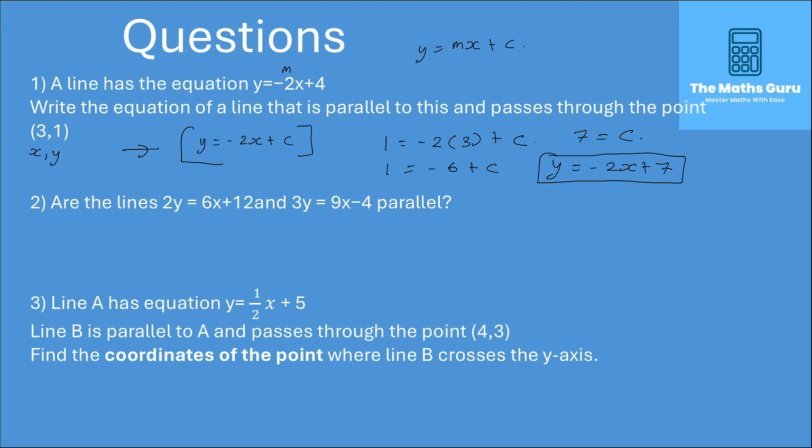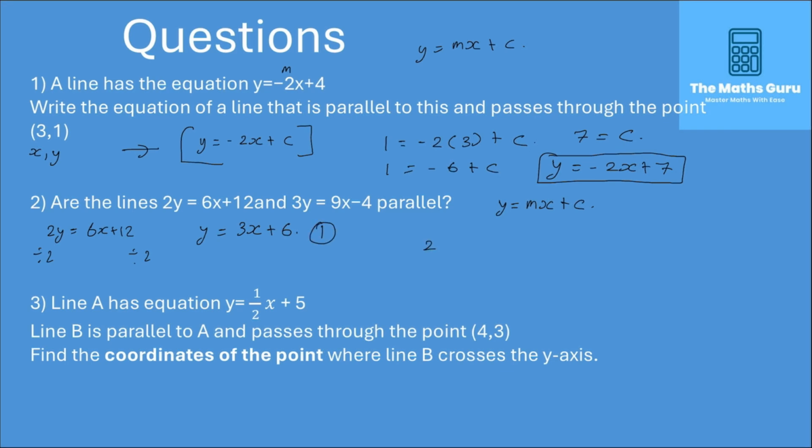Now, the way we do this is we first get our equations into the form y equals mx plus c. As you can see, with the first equation, 2y equals 6x plus 12, we have 2y on the left-hand side instead of y. We need to reverse this, and the way we reverse this is to divide through the whole equation by 2. So dividing everything through by 2, we get y is equal to 3x plus 6. That is our equation number 1.